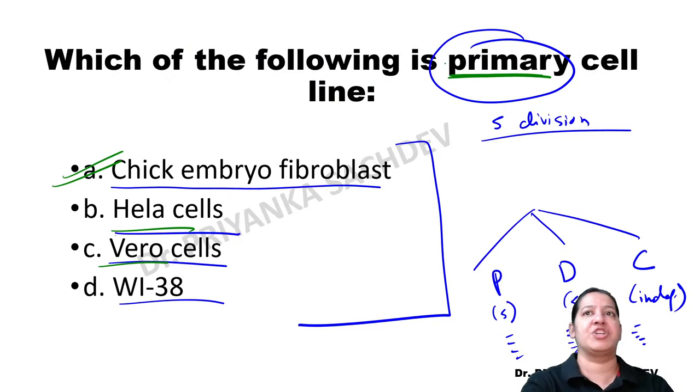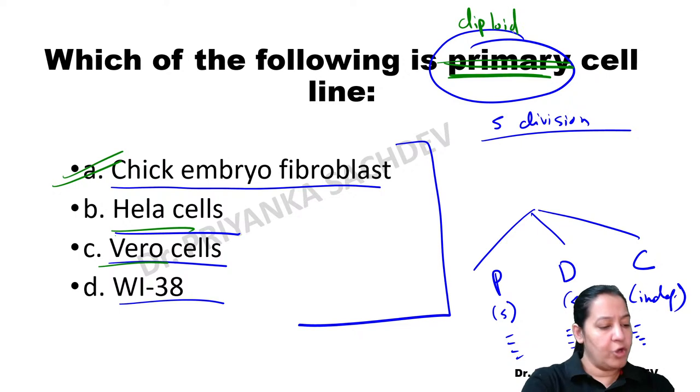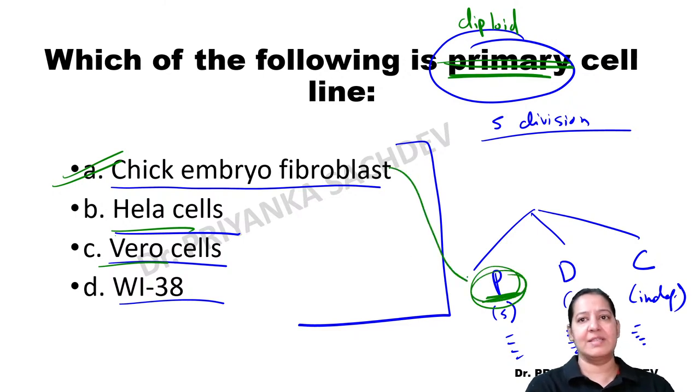I'm changing the question. Instead of primary, I'm asking you diploid. Now, what is your answer? Dr. Satish, what is your answer? Dr. Priyanka? S494, what is your answer? Which of the following is an example of diploid? So, yeah, the example of primary cell line you told correctly, this is the example. Okay, now the example of diploid. Which of the following is an example of diploid?